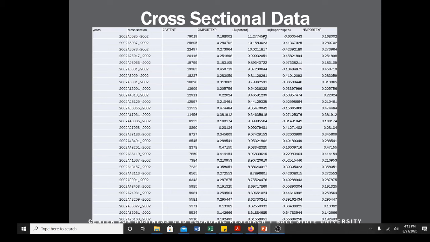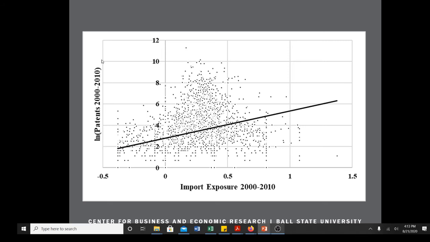This is the log of patents. This is the log of import exposure plus alpha, which is like a 0.1, just so we're not taking the log of a negative number. And this is what it looks like graphed. So the natural log of patents over that time period, natural log of import exposure. And this is part of a study we're doing to see whether or not patents were influenced by risk of a firm facing outsourcing. There's some evidence from us and other studies that that was the case. So this is a way you'll display data.